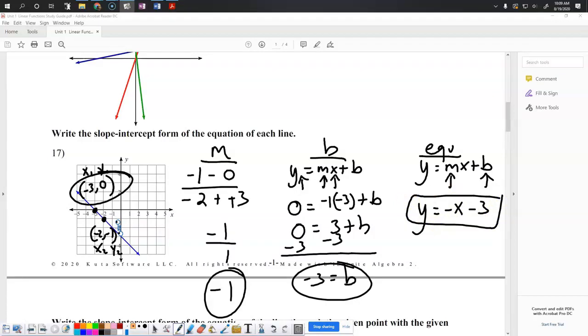Now another way you could have done this problem without so much calculation is you could really just look at this and say, okay, the y-intercept is negative 3.